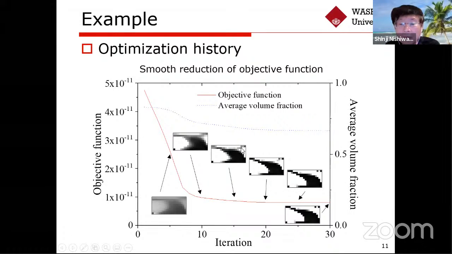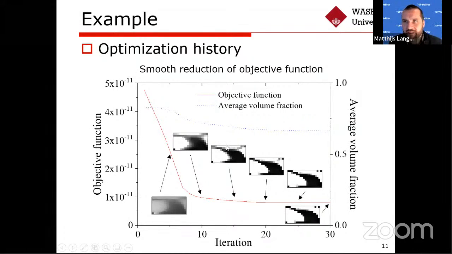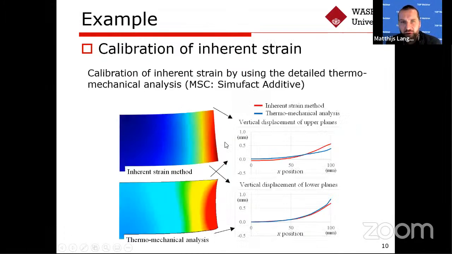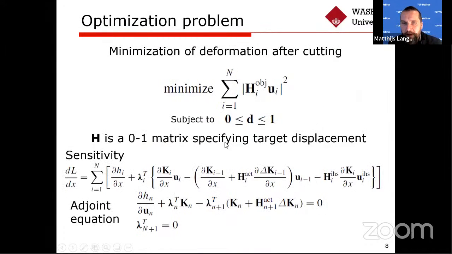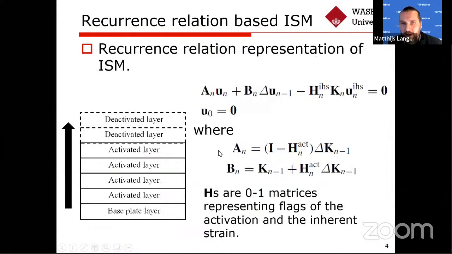Matthias, please. Yeah, thank you. I have a related question. Thanks for the presentation, by the way. You mentioned that in your model to simulate the printing process, you derived a recurrence relation. I assume that you linearized all the physics, right? There's no nonlinear mechanics involved.